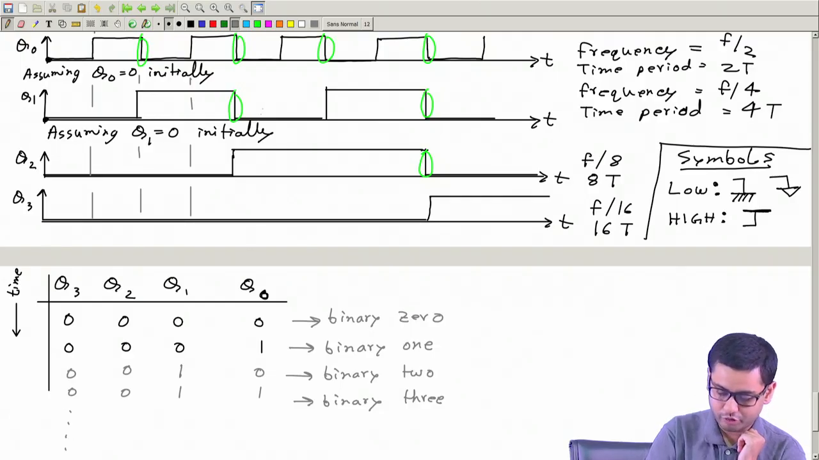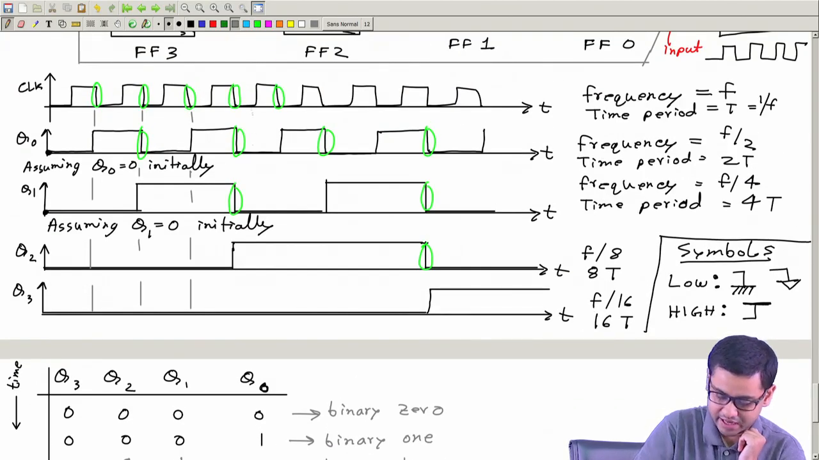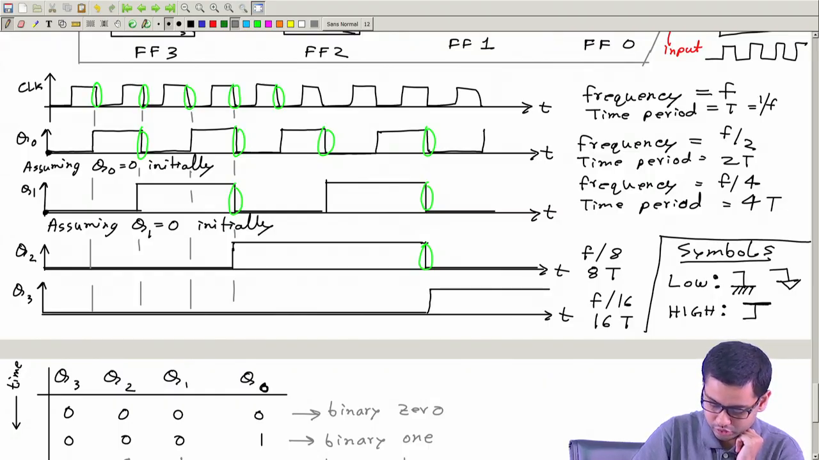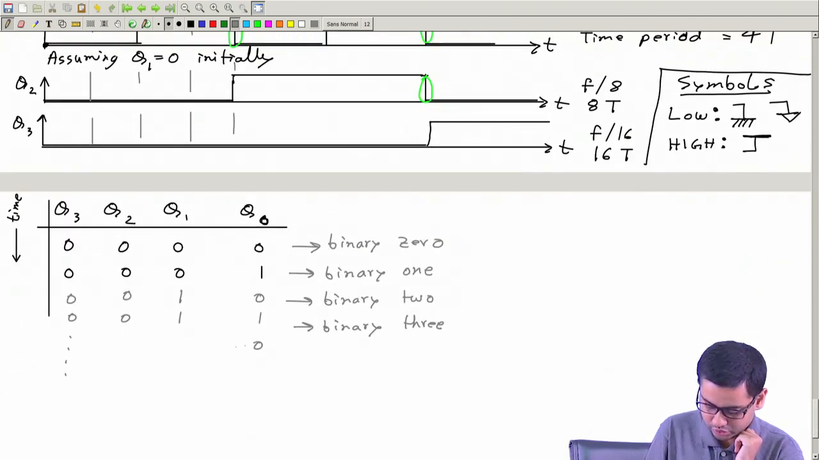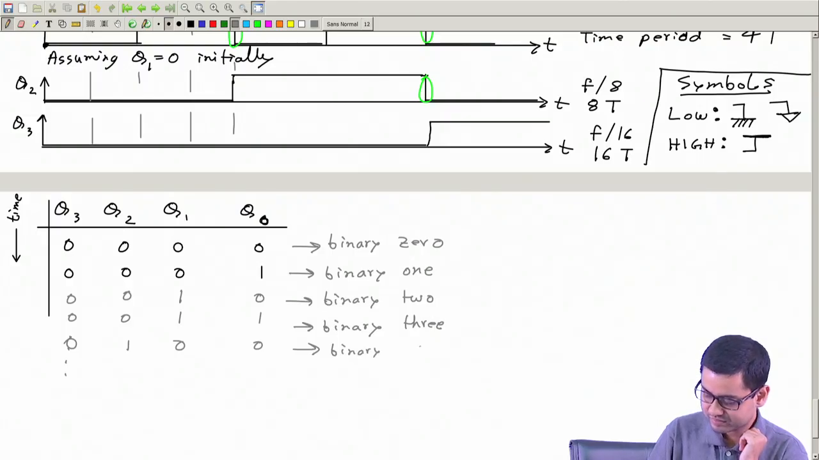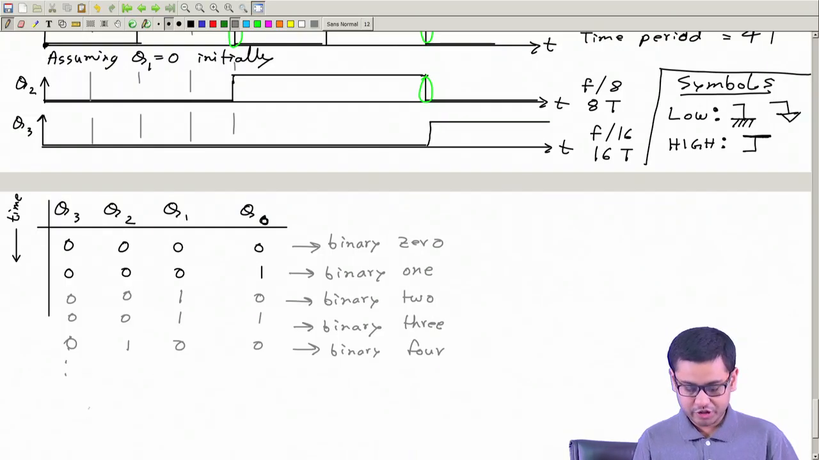Okay, if you follow this pattern over time, let's take another instant. So after this clock the value is say 0, 0, 1, 0. This is nothing but binary 4. So this way this counting is going on.